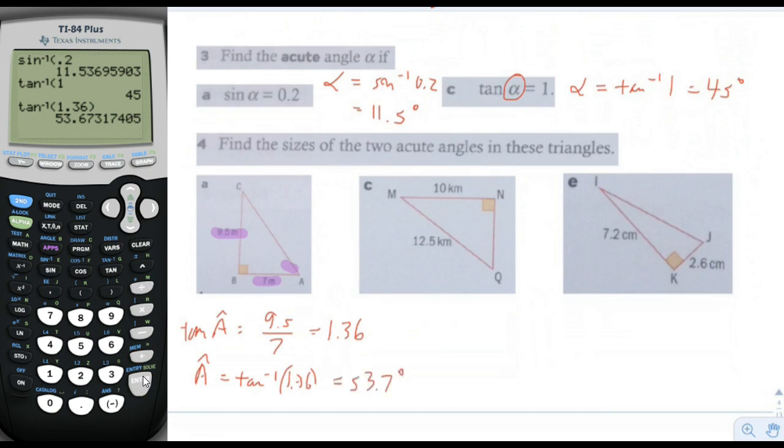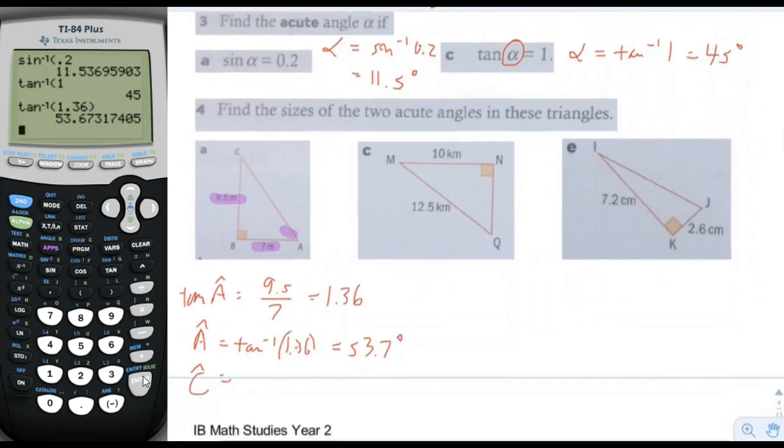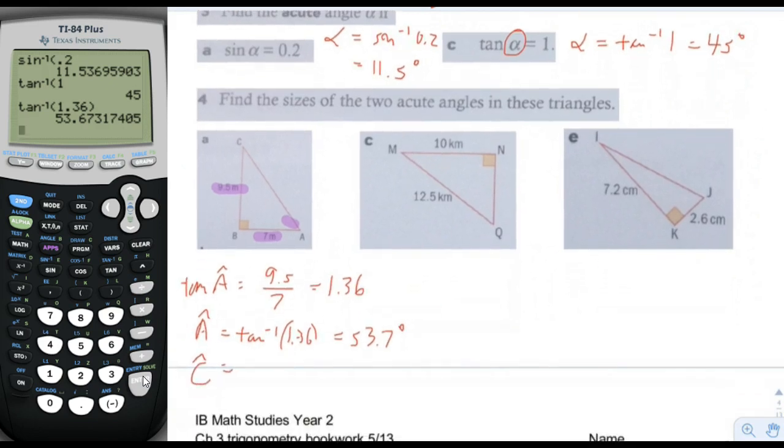Okay. Now, how do I find angle C? Well, I could use tangent again, but instead of using tangent, I could just say, hey, C is equal to 180 minus 90 minus angle A, which is 53.7. To make a long story short, it's actually 90 minus 53.7, which is 36.3 degrees. Okay? All right, moving on to C.